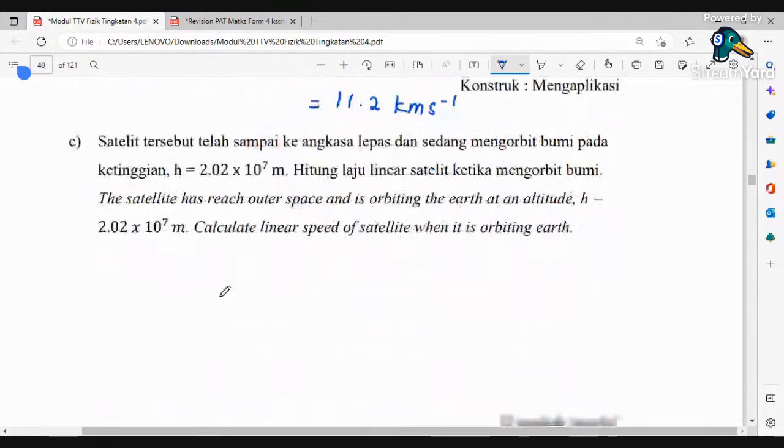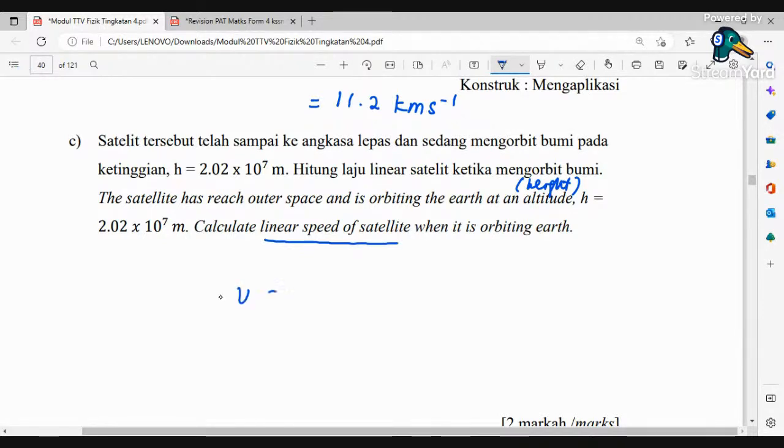Okay, part C. The satellite has reached outer space and is orbiting the Earth at altitude h. Altitude means height. Calculate the linear speed when orbiting the Earth. The linear speed formula is square root of GM divided by r. Same as before, you substitute everything.